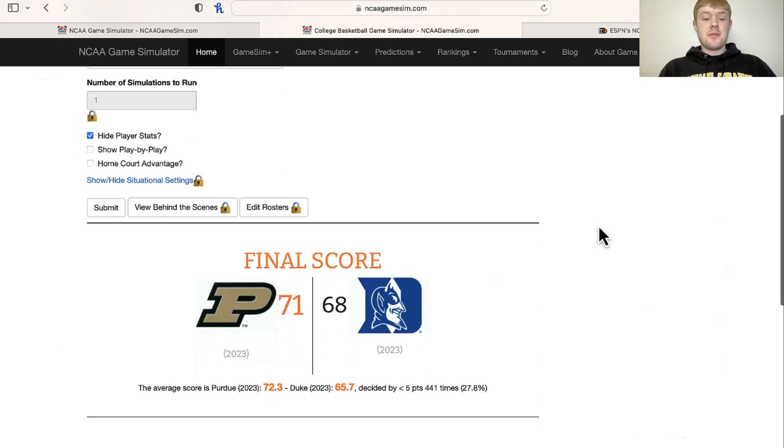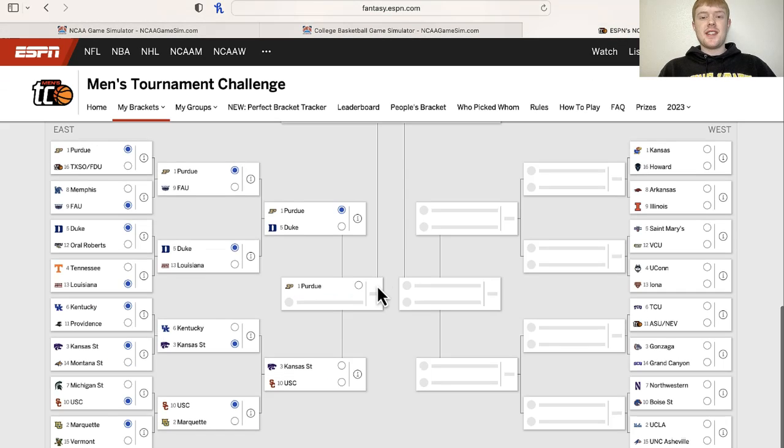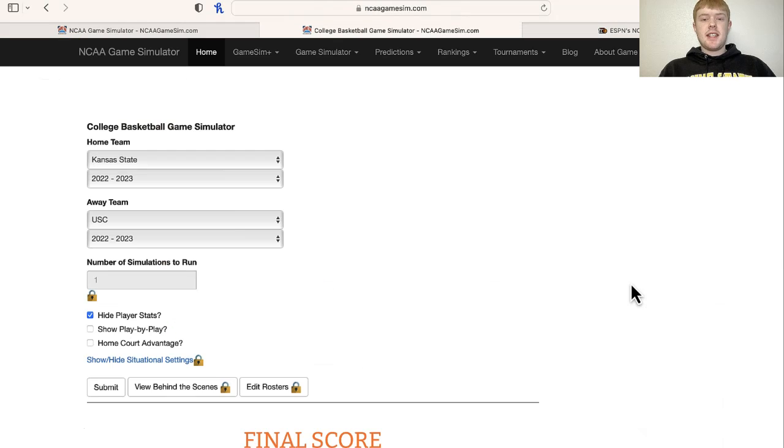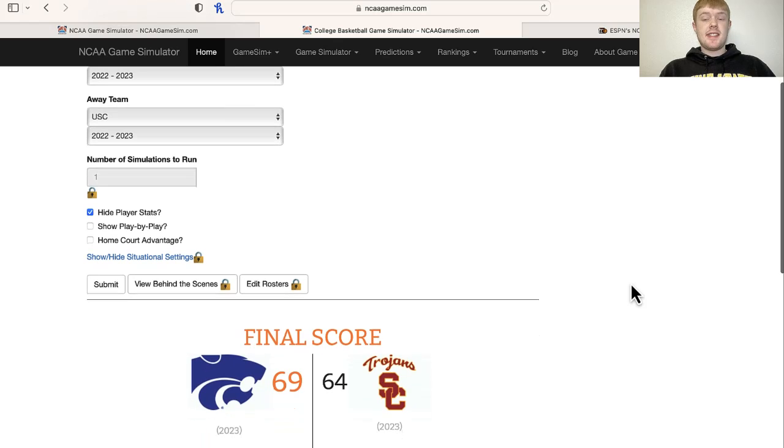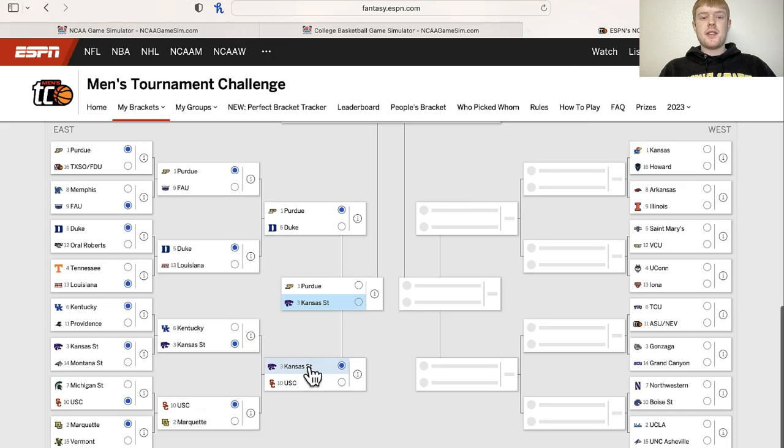And Purdue beats Duke by 3 points. Purdue moves on to the next round, and they are the first 1 seed to make it this far. And in the matchup of Kansas State versus USC, Kansas State's going to win, and they're going to play Purdue in the game to go to the Final Four.